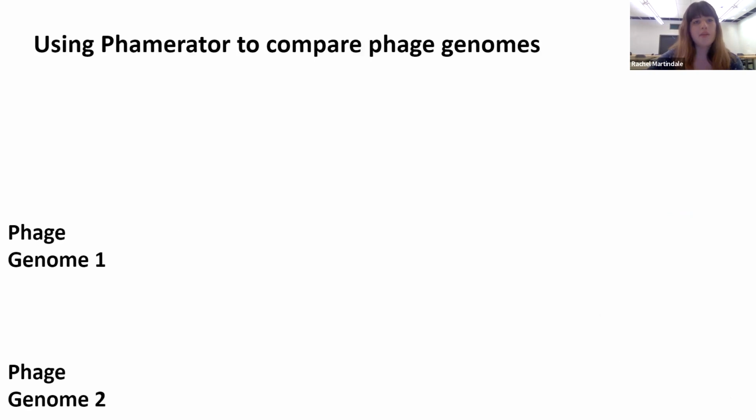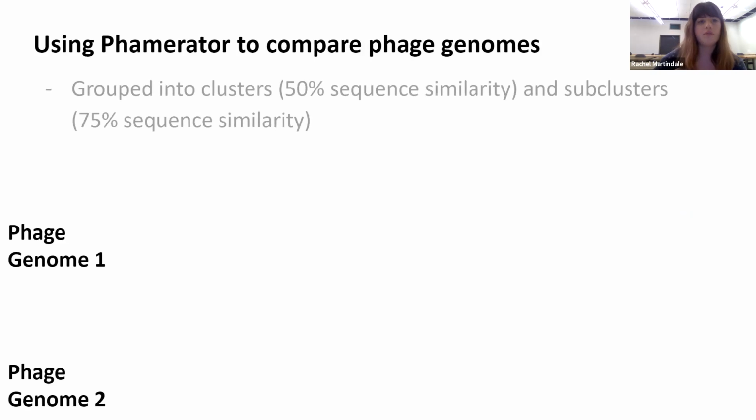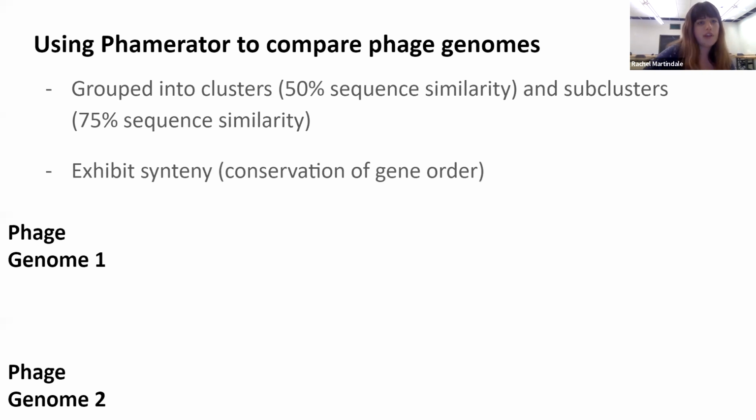So the main program that we used to compare our phage genomes was PhamRater. PhamRater groups phages into clusters if they have sequence similarity across 50% of their genome, and into subclusters if they have nucleotide sequence similarity over 75% of the genome. And then another thing that PhamRater can show us is that phage genomes exhibit synteny. So a lot of the time genes will happen in the same order.